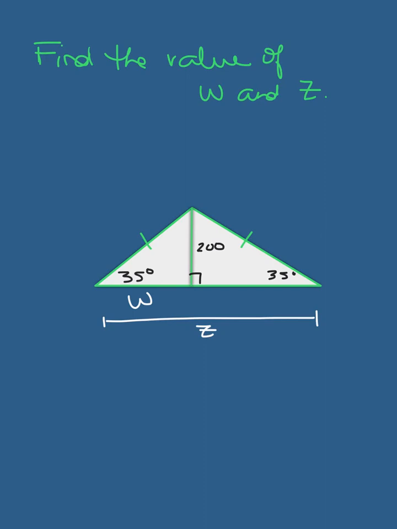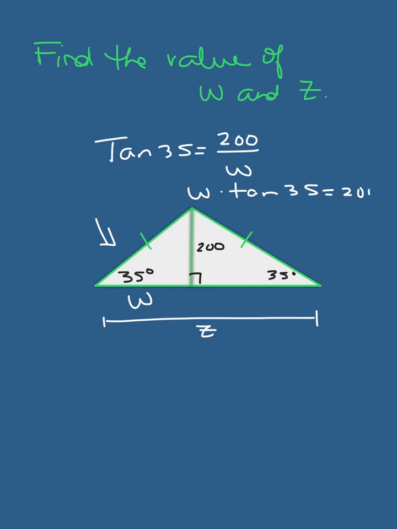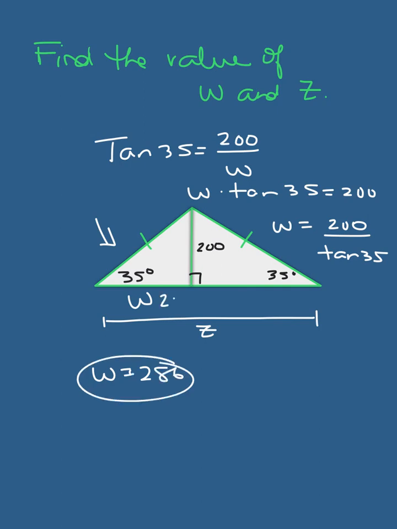And I realize if I look at this triangle on the left-hand side, if I use tangent of 35, my opposite is 200 and my adjacent is w. So when I use those measurements, again, I have w times tangent of 35 is equal to 200. And I can use my algebra, and w is equal to 200 divided by tangent of 35. So in the end, w is equal to 286. So I'm going to mark that here, 286.